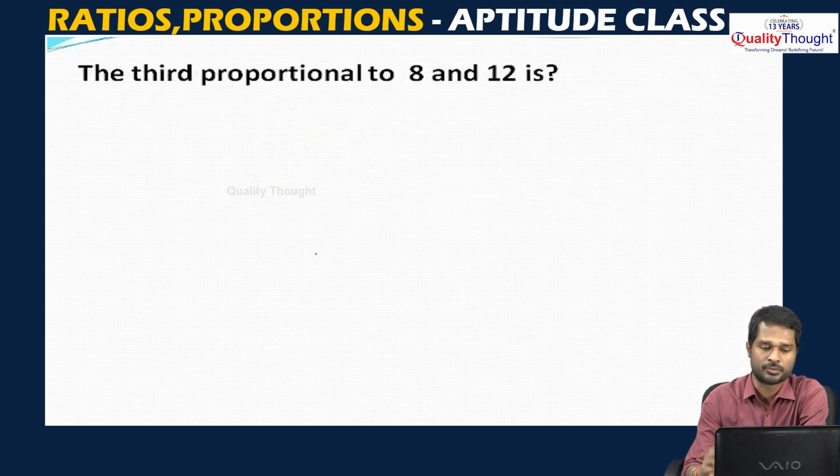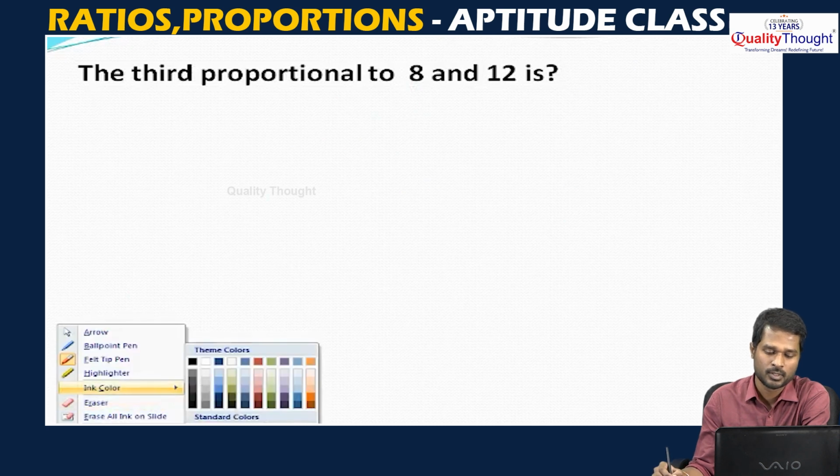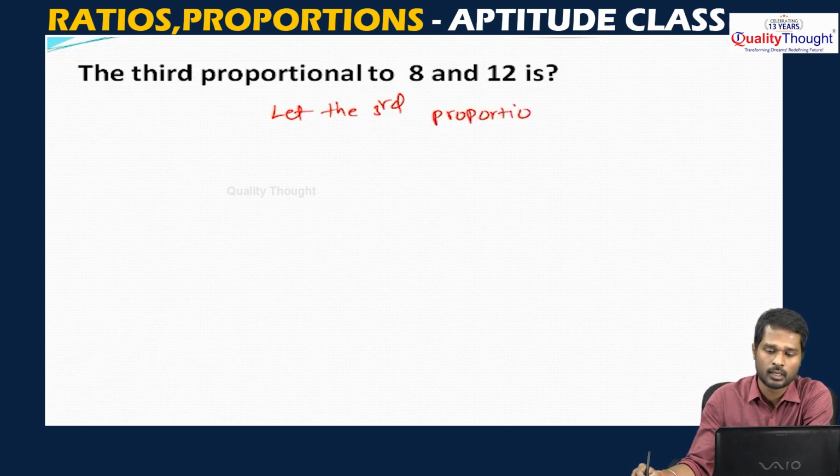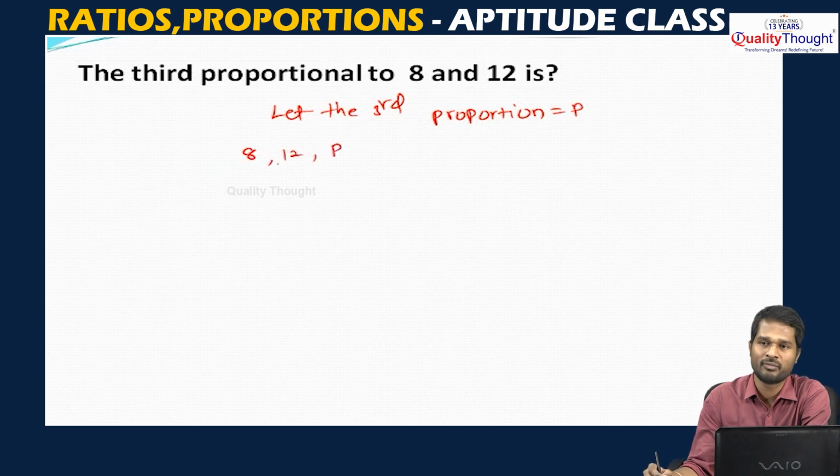We'll see the next question. The third proportion to 8 and 12 is what? Here we have two values, and we need to find the third proportion. Let the third proportion be p. So the terms are 8, 12 and p. When you have a, b, c, a is to b and b is to c. So 8 is to 12 is a ratio and 12 is to p is a ratio.